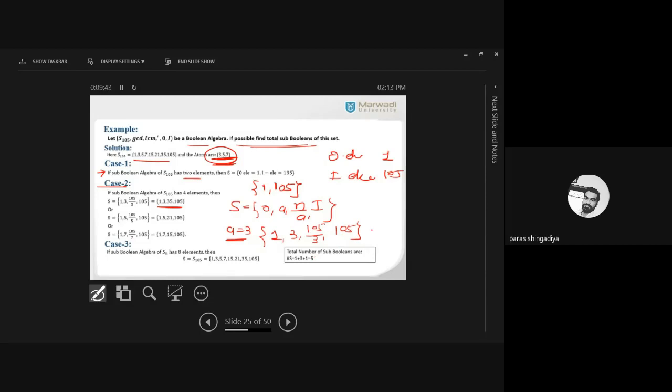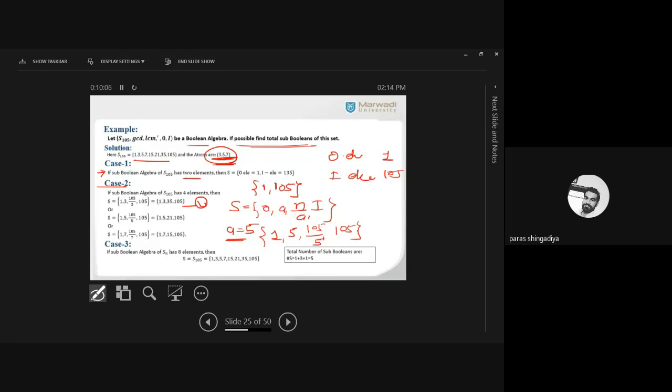So 1, 3, 35, 105. That is one of the answers which include 4 elements. Okay, now change the atom and find another answer. Next atom is 5. So replace 5 in place of A. So 1 is fixed, 5 is now the new atom, 105 divided by 5, 105.